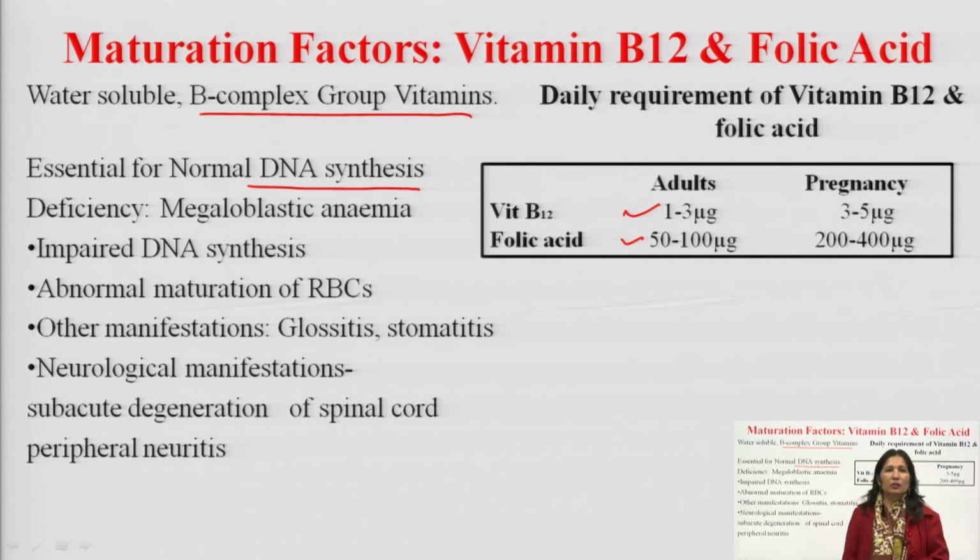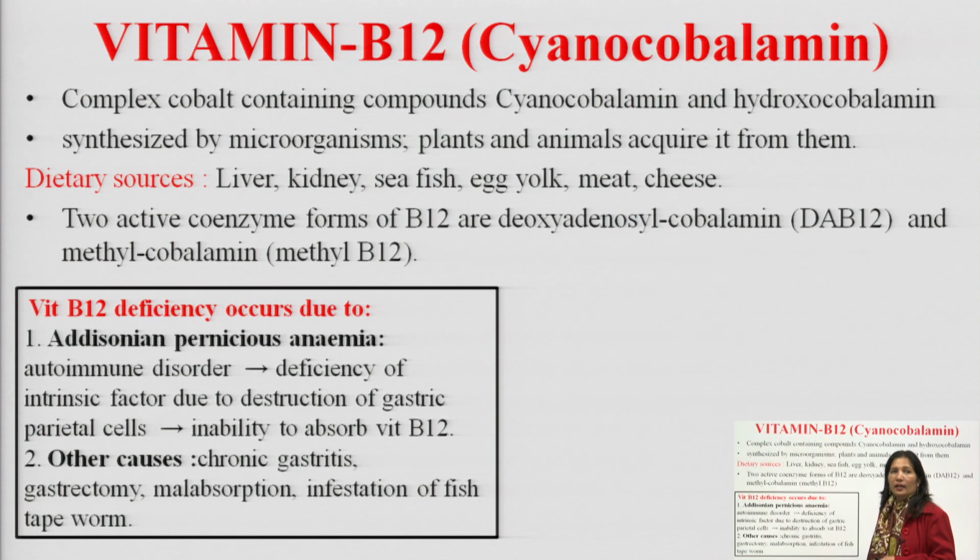Other symptoms are glossitis and stomatitis. In glossitis, there is swelling of the tongue, and in stomatitis, there are ulcers in the oral mucosa. Other neurological manifestations are neuropathies, subacute degeneration of the spinal cord, and peripheral neuritis, that is numbness in the extremities. So, these are the manifestations of deficiency of vitamin B12 and folic acid, that is megaloblastic anemia.